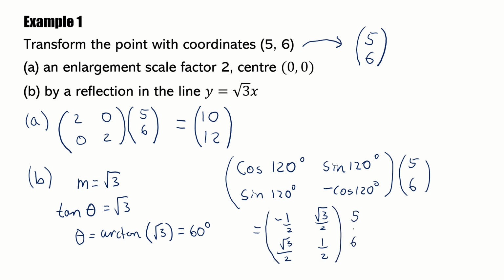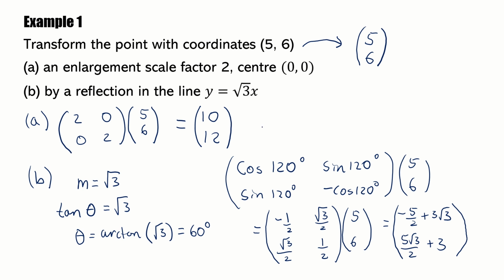And although I admit it's not going to be particularly nice numbers, when you multiply these two matrices together, you will get minus 5 over 2 plus 3 root 3 as the x-coordinate of the transformed point. And then also doing the same thing with the other, we'll get 5 root 3 over 2 plus 3. And there we go. Not very nice, but those are the transformed points.